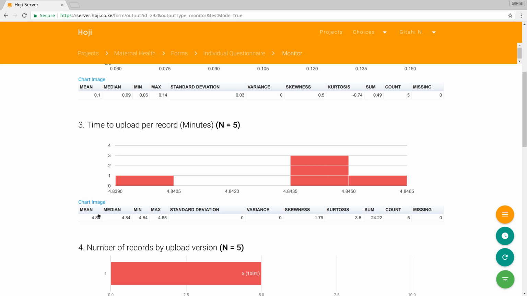It's actually a lot faster than the 4 minutes it's showing here, but sometimes there's a bit of a time difference between the time on my device and the time on the server. Otherwise, the uploads are taking place in seconds, really.